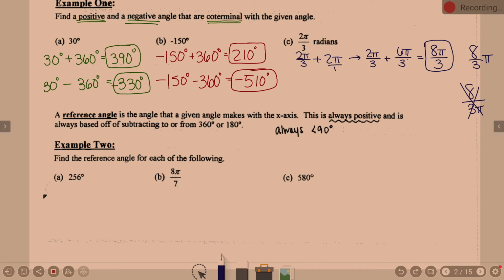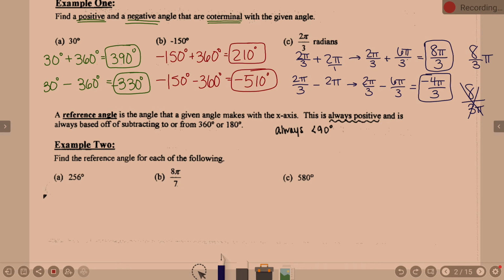Okay, continuing. Are we done with this problem? No. You have to subtract 2 pi. We need a negative version. So just like you could subtract 360 degrees, we can subtract 2 pi, which means I'm going to do 2 pi over 3 minus 6 pi over 3, which is negative 4 pi over 3.